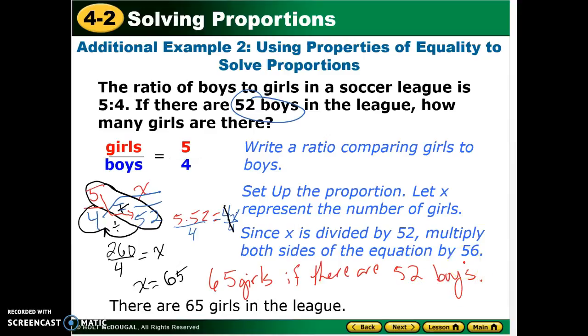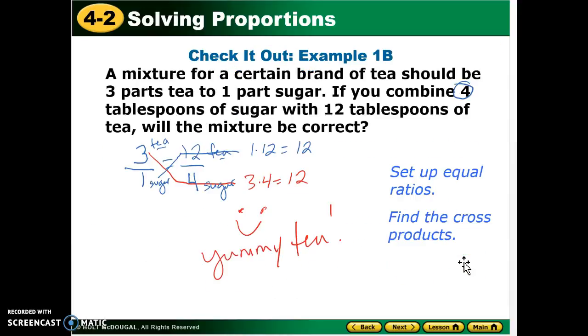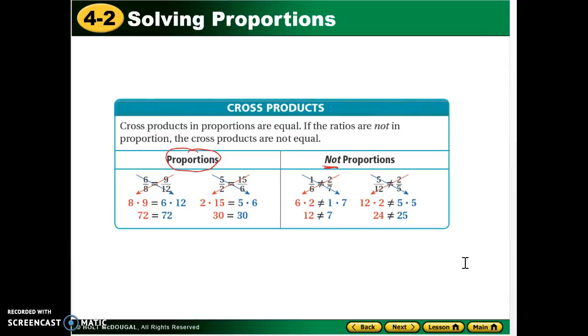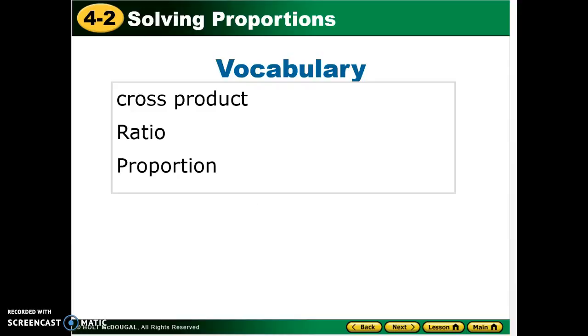That's how we use proportions to find an unknown. And that's it. That's all I wanted to show you. Using proportions to solve for an unknown, seeing if two ratios are proportional, and using cross products to do that. Hopefully that helps a little bit.